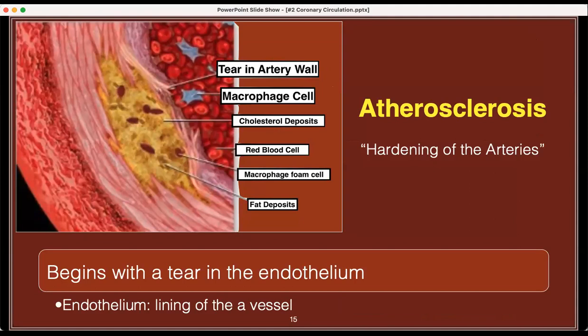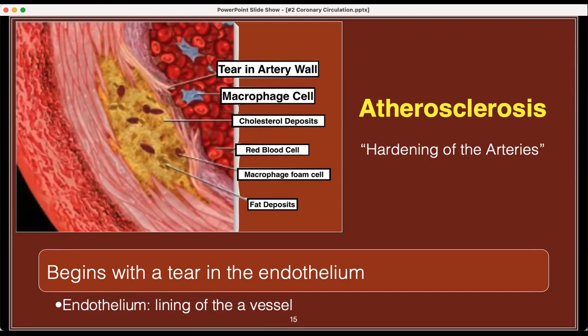This is a cross-section of a vessel, an artery, showing this endothelium. These are these flat cells that line the inside of an arterial wall. And this is like the smooth muscle. So you get a tear in this endothelium, and that happens with turbulent blood flow, and that happens with an elevated blood pressure.